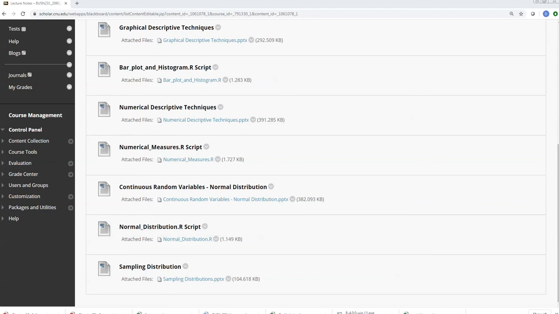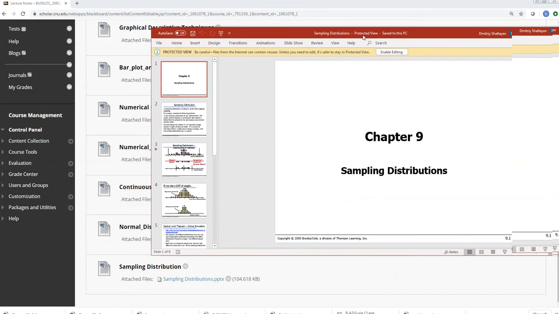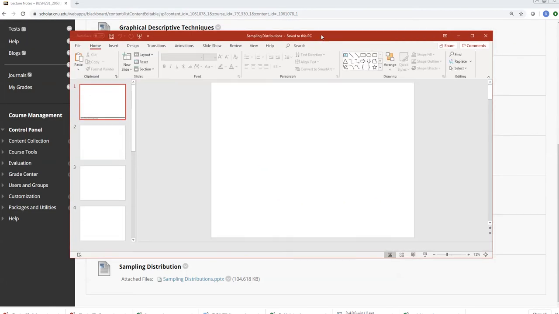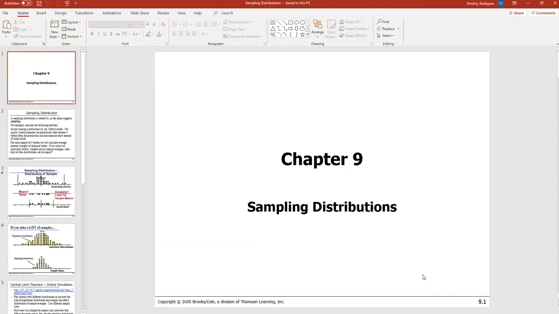distribution. Now for that I have to open that PowerPoint. Hold on just one second, there it is. Okay, so what exactly is a sampling distribution?